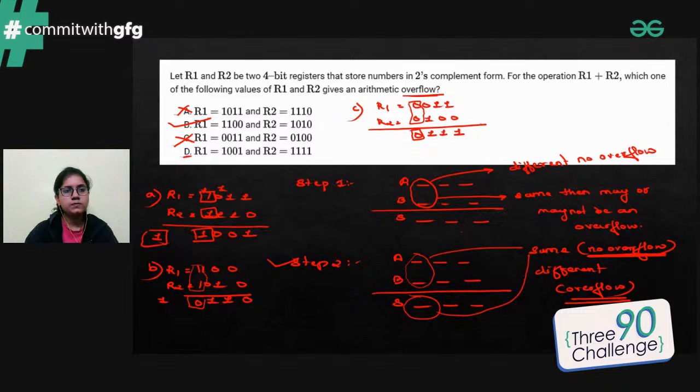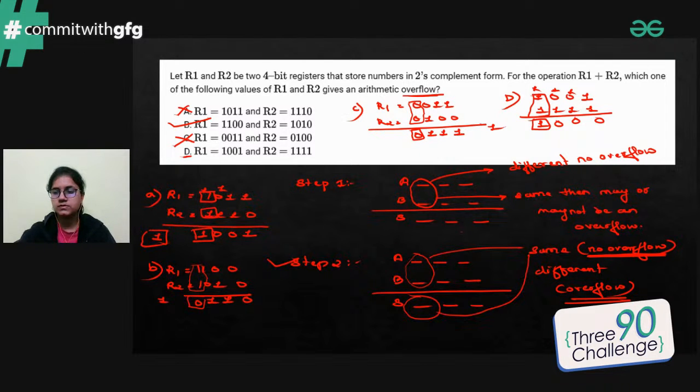Now let's see option D. 1001 and 1111. This is 0, this is 1, this is 0, this is 1, this is 0, this is 1. So this is 1 and this is 1. As you can see, they both are the same, so also no overflow. So only option B is where overflow occurs. Please note down these two steps. This is very essential.